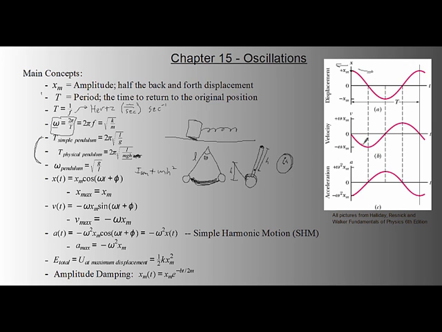So here's a negative sine graph, and we've multiplied the amplitude by omega. So we get the omega out here, and that's our velocity graph.